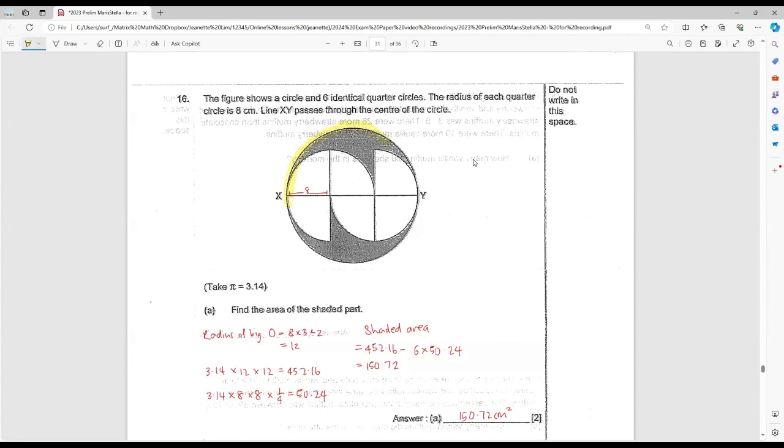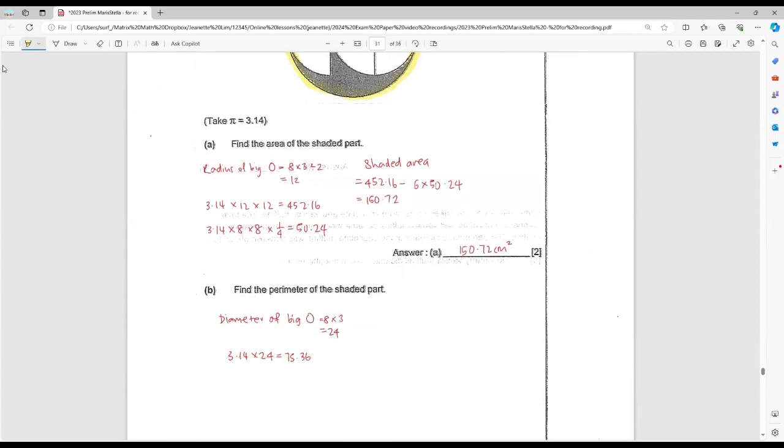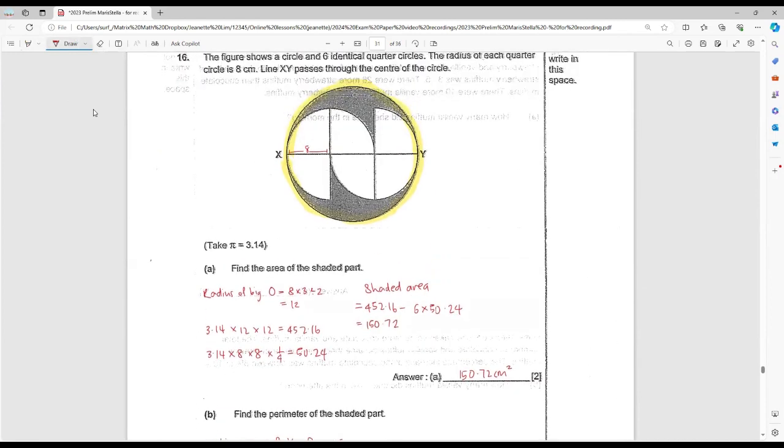Okay, I'm gonna highlight to show you where we have added. So this is the circumference of the big one. Next, we'll look at the arcs.